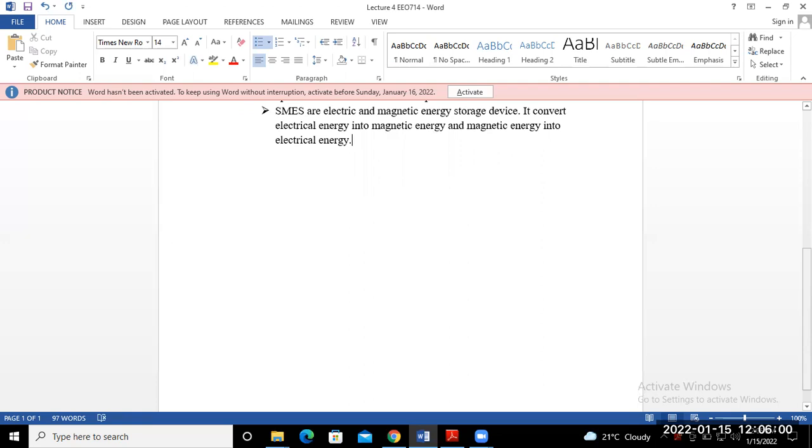During the charging period, electrical energy is converted into magnetic energy. When the supply is disconnected from that coil, that is the superconducting material, the magnetic energy converted from the electrical energy can be used through the load during the discharge period. So one time is charging and one time is discharging. During charging, electrical energy is converted to magnetic energy, and during discharging, magnetic energy is converted to electrical energy.